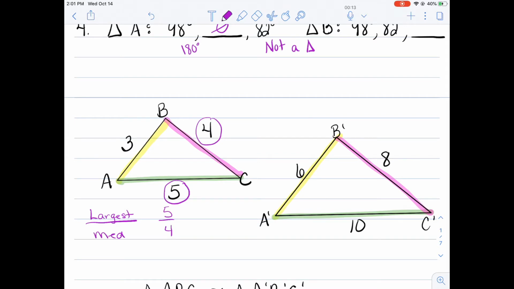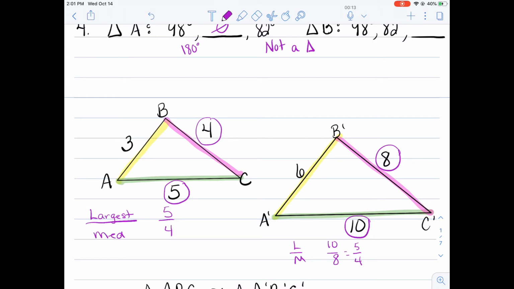So on this one, we're going to do large to medium. So we'll do large over medium. We have 10 over 8. Well, they don't look the same immediately, but to simplify down, 2 can go into 10 5 times, 2 can go into 8 4 times. 5/4 and 5/4 are the same.